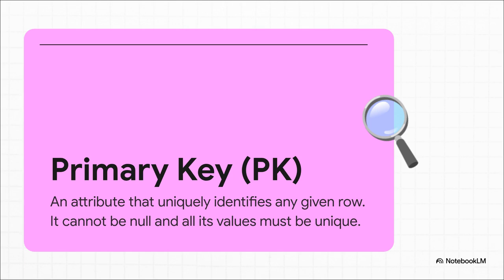This special, unique identifier is so important it gets its own name, the primary key. It's basically the social security number for every single row in your table. And it has two strict rules.